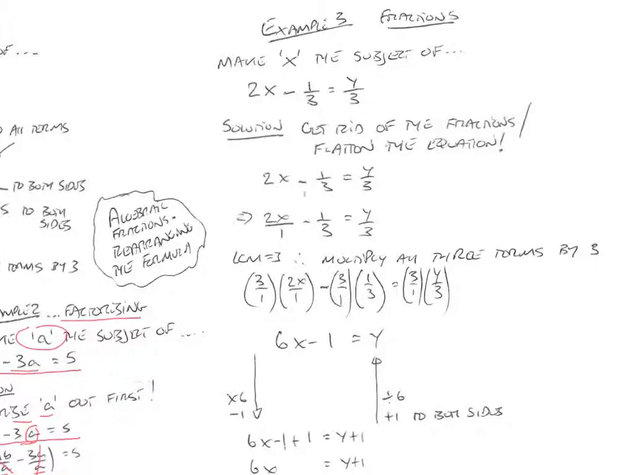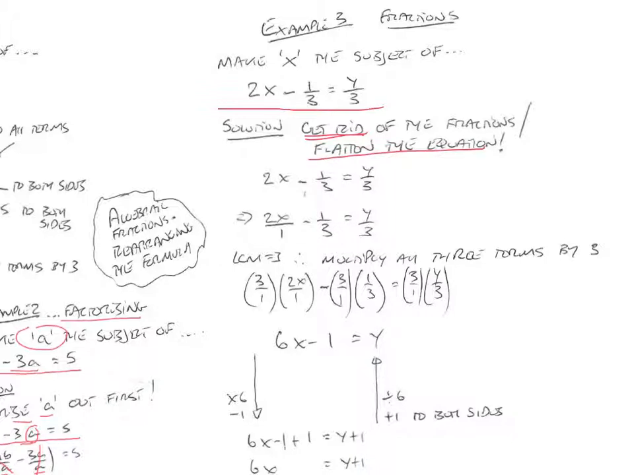And now let's look at a third example, and this example involves fractions in the formula of the equation. So make x the subject of the equation 2x minus 1/3 equals y over 3. So the solution to these, as soon as you see a fraction, is to get rid of the fractions, or as I would say, flatten the equation out, okay?